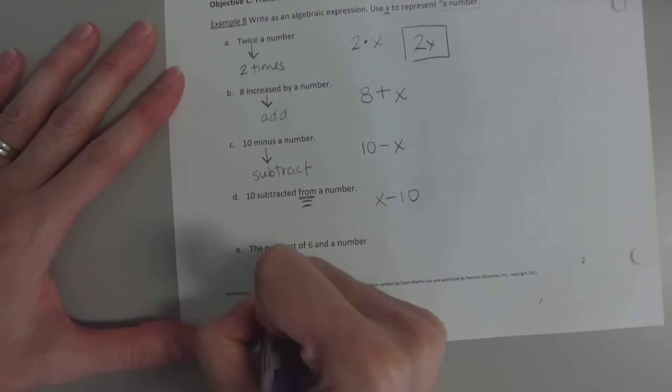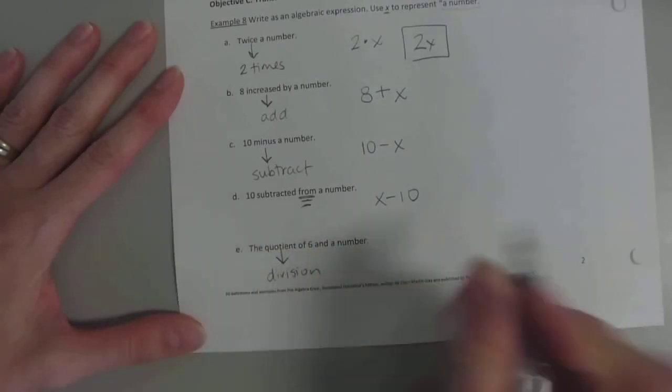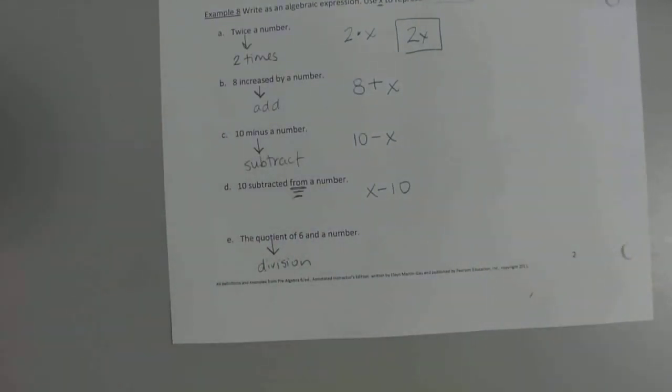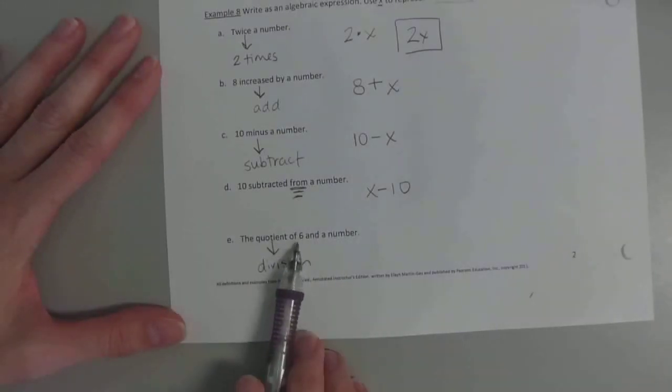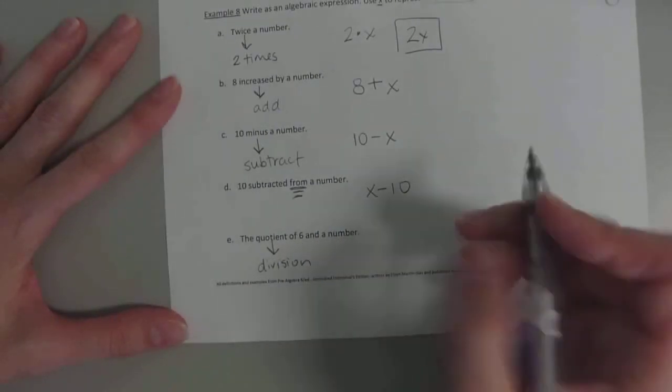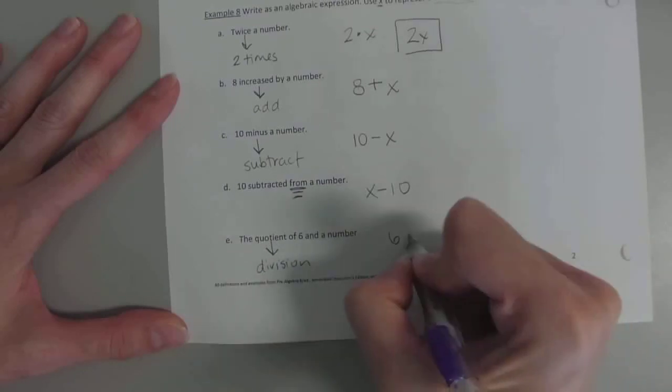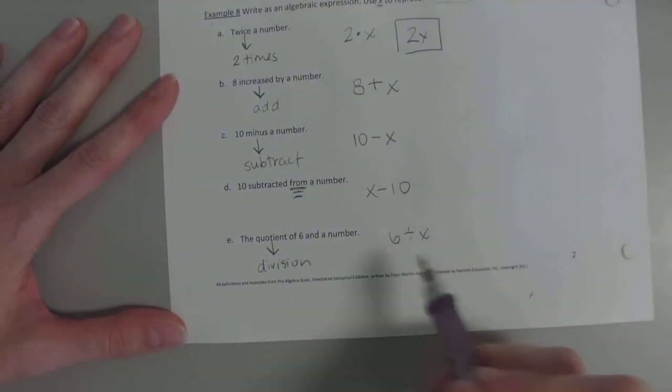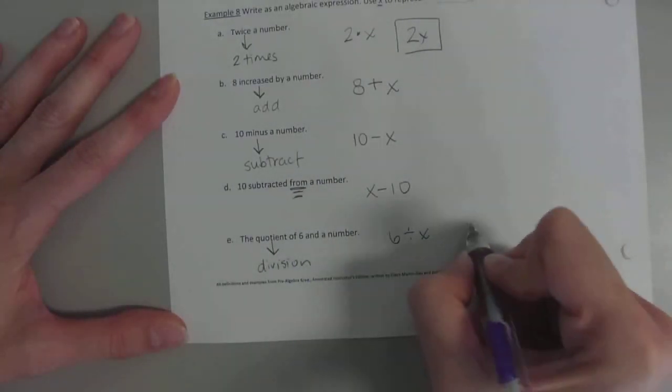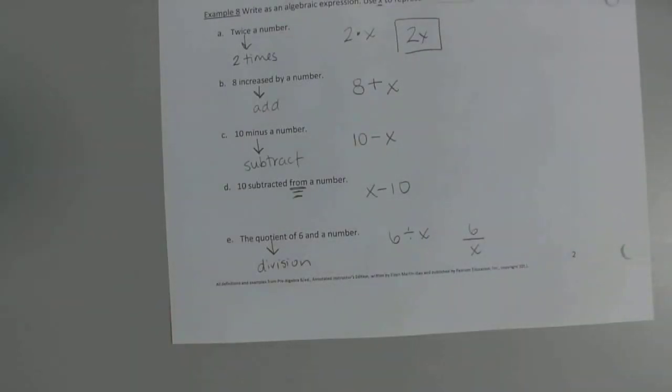Quotient means what, guys? Division. With division, they typically go in a row. Okay, what do I mean by that? Whatever they list first is your first number. So this is 6 divided by x. So the quotient of 6 and a number, or 6 divided by x like that.